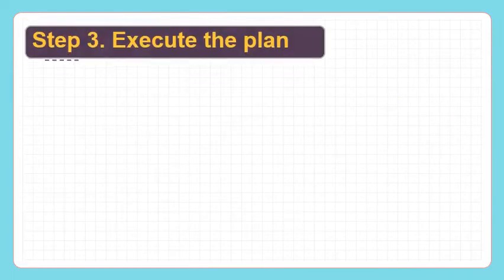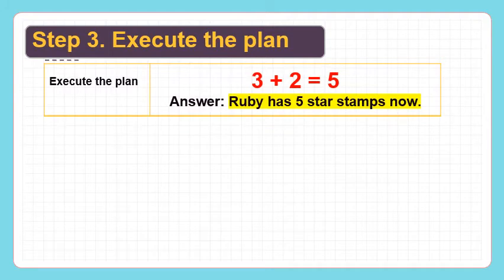Step number 3. Execute the plan. In executing the plan, this means we are going to compute. So the number sentence is 3 plus 2 equals? Yes, it's 5. So the answer is Ruby has 5 star stamps now.